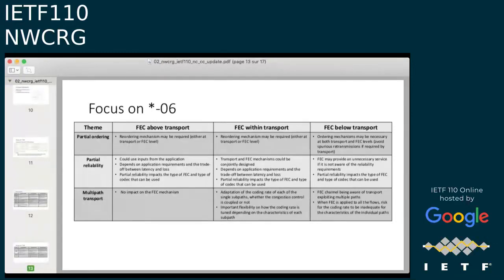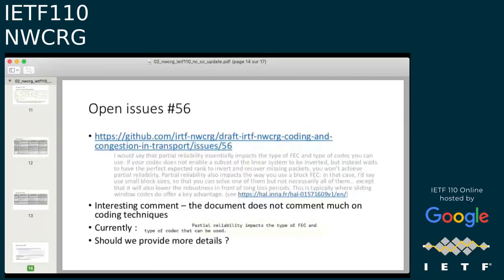Slide 14. Basically, that is one open issue we have at the moment in the GitHub repo. Vincent had a comment on partial reliability, saying that it impacts a lot the type of FEC that you are using. At the moment, we have just covered that by saying that partial reliability impacts the type of FEC and the type of codecs that can be used, but I'm not sure to what extent we should provide more details for this point.